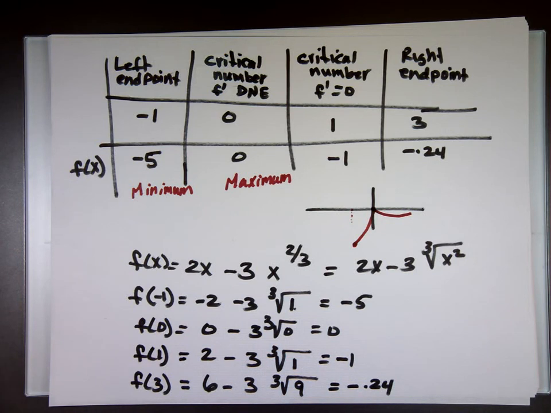So when you're looking for the extrema, you need to find where the derivative is 0, where the derivative is undefined, and the endpoints. Then we'll do the next section, and we'll stop with that.